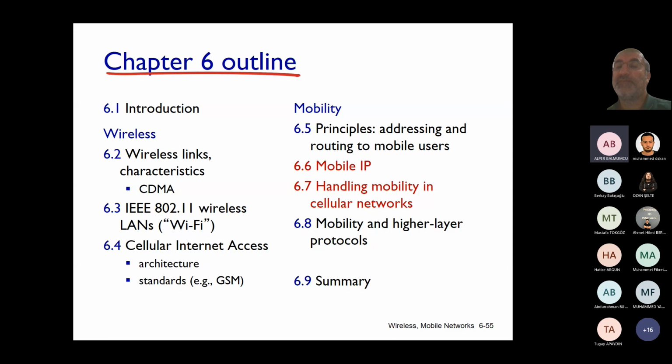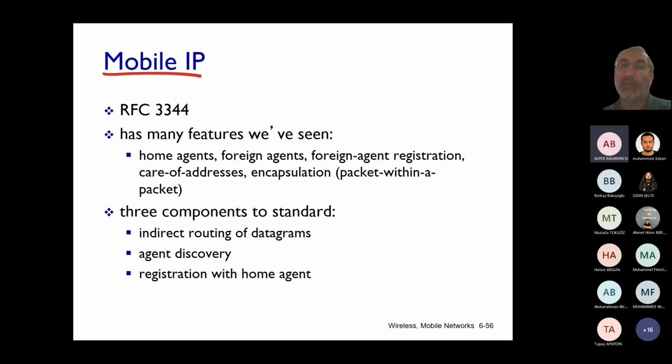Okay, these are the main principles of mobility management in cellular, in wireless networks. And let's talk about this mobile IP concept. Mobile IP is a standard, and the standard number is RFC 3344. It has many features that we learned so far, such as home agents, foreign agent registration, care of address, encapsulation, and so on. So there are 3 components to the standard. One of them is the indirect routing of datagrams, agent discovery, registration with home agent.